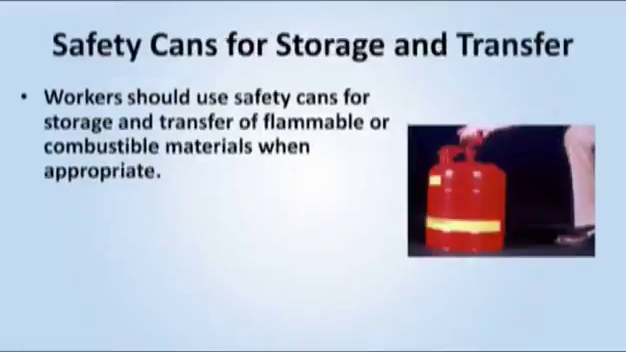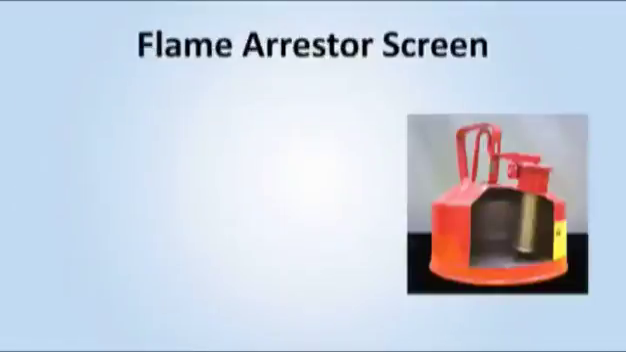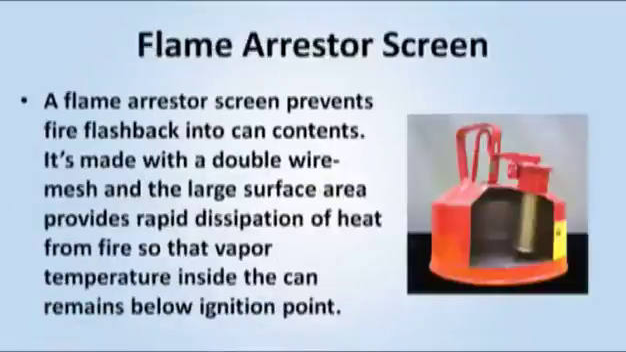Workers should use safety cans for storage and transfer of flammable or combustible materials when appropriate. A safety can is an approved container of not more than 5 gallons capacity with a spring closing lid and spout cover, and safely relieves internal pressure when exposed to fire. A flame arrestor screen prevents fire flashback into can contents. It's made with a double wire mesh, and the large surface area provides rapid dissipation of heat from fire, so that vapor temperature inside the can remains below ignition point.